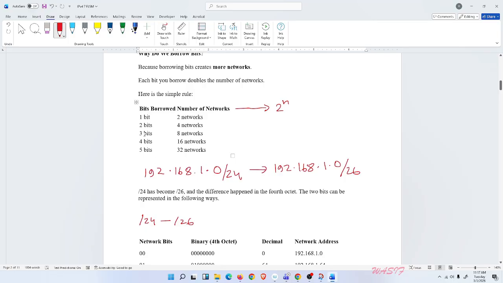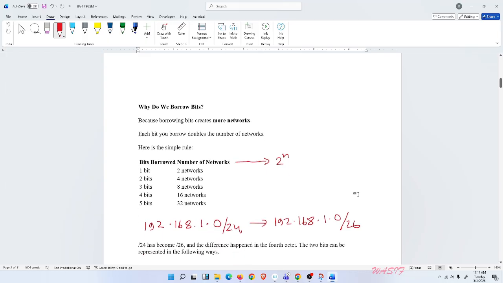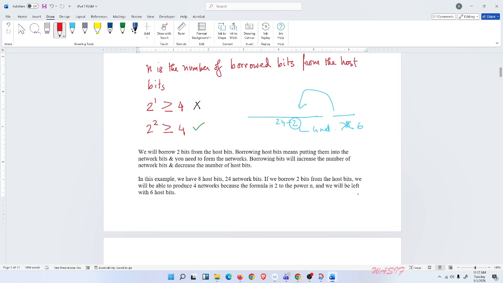So when you borrow 2 bits in our example, 192.168.1.0/24 will become 192.168.1.0/26. Why? Because you borrow 2 bits from the host portion, so that is why the host portion got small. That is what is happening here.